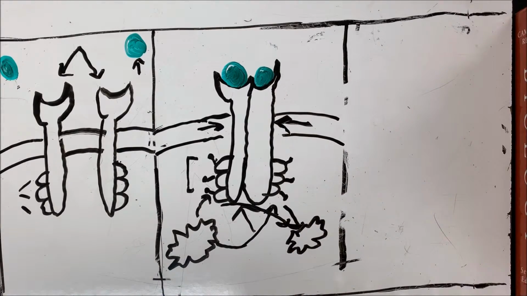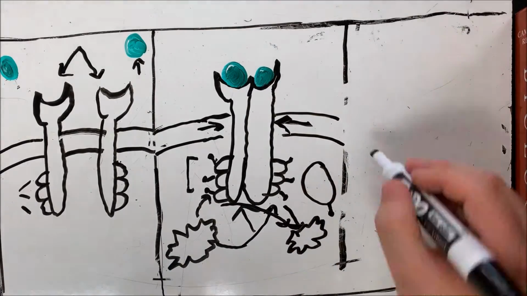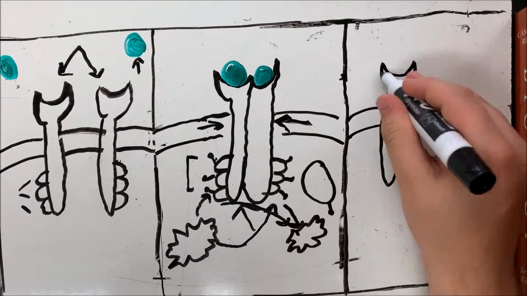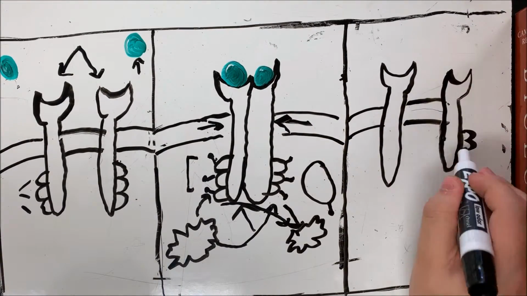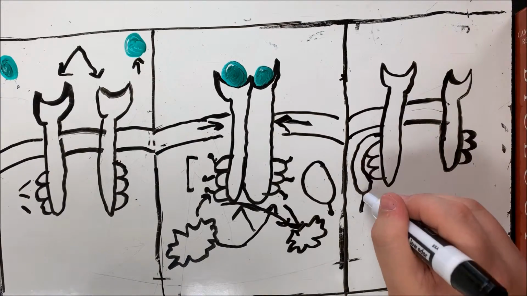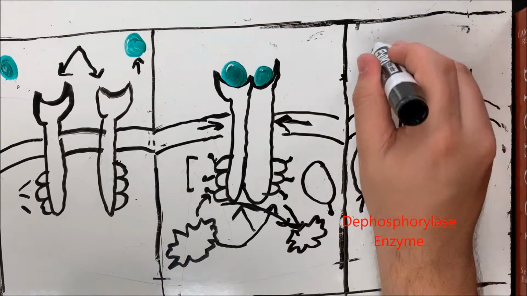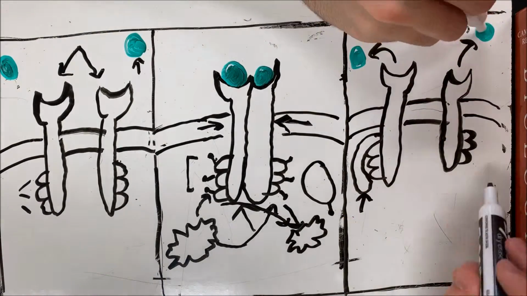Finally, an enzyme called dephosphorylase removes the inorganic phosphates from the tyrosines, and the receptors separate from one another once the ligands detach from the signal binding sites, which finally returns the receptor to its original state.